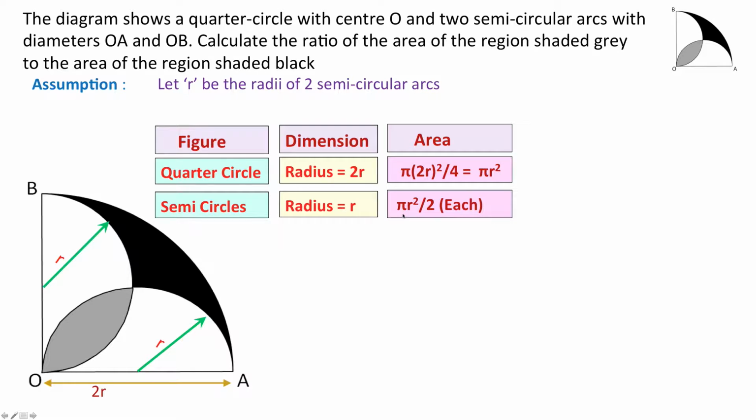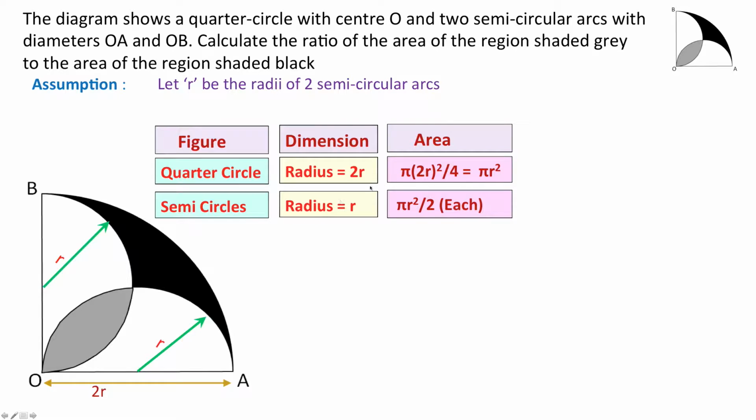So each of the semicircles, this one as well as that one, is of area pi r square by 2. Now what next? Now we have solved a similar problem. We're not able to calculate the area of the shaded regions, but we shifted our attention to another problem which can be solved. Now we have to come back, use the problem that we have solved, and come back to solve the one which is at hand.